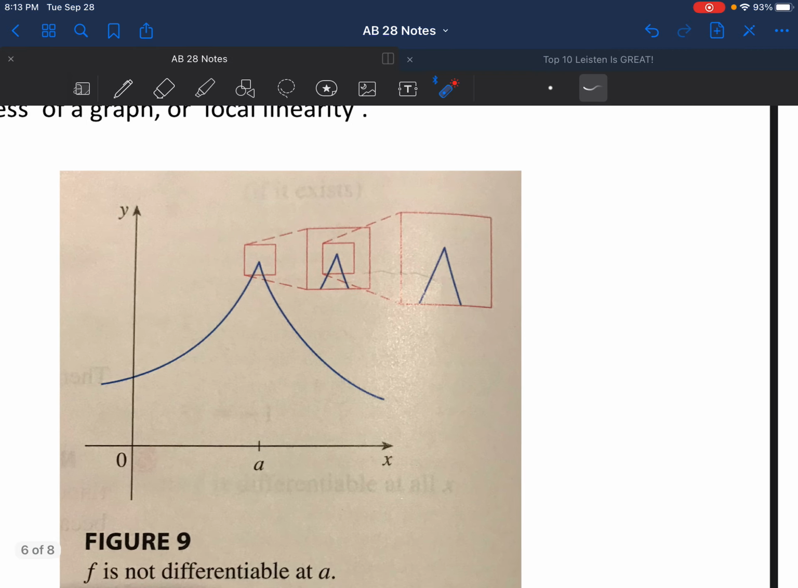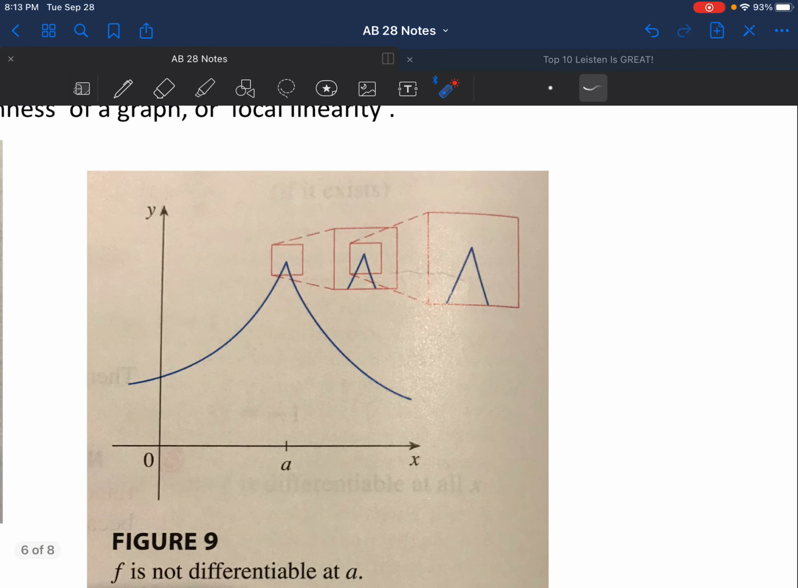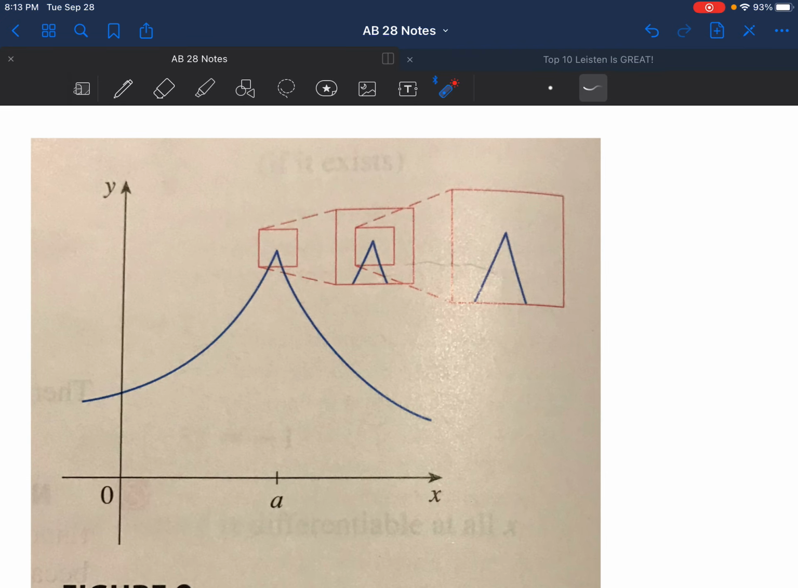Compare that to a corner or a cusp. We're not differentiable because no matter how much we zoom in, we're going from one tangent line that's got one slope to an immediately changed slope on the opposite side of that point. It's sharp. Ouch. You don't want to touch that because you're going to prick your finger. Not differentiable.